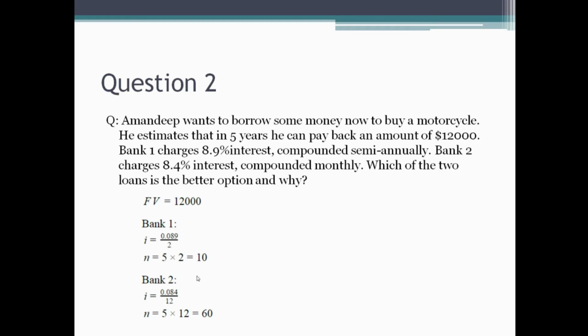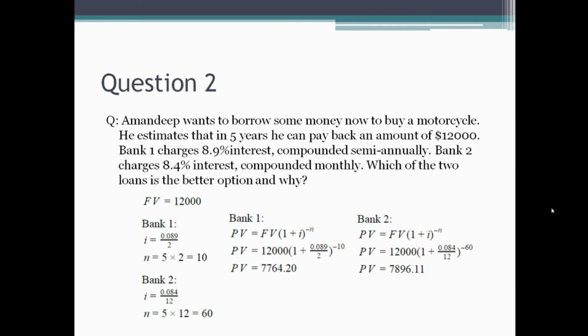Now we can list our information for Bank 2. Let's sub in our Bank 1 information to find how much we can loan. The present value is $7,764.20. Now for Bank 2. This gives us $7,896.11. As you can see, Bank 2 gives us the better option because we're able to loan more money while still paying only $12,000 after 5 years.